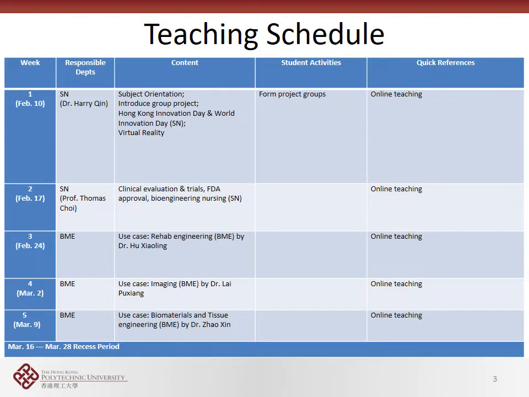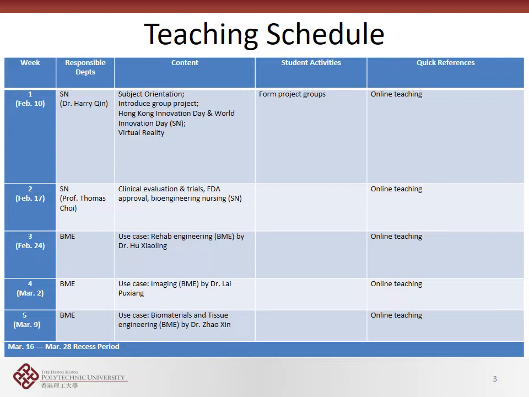In week 3, Dr. Hu Xiaoling from the biomedical engineering department will introduce a very important topic, rehabilitation engineering. And in week 4, another lecturer from the biomedical engineering department, Dr. Lai Puxiang, will introduce imaging technologies in healthcare innovations. And in week 5, Dr. Zhao Xin, also from biomedical engineering, will introduce biomaterials and tissue engineering.